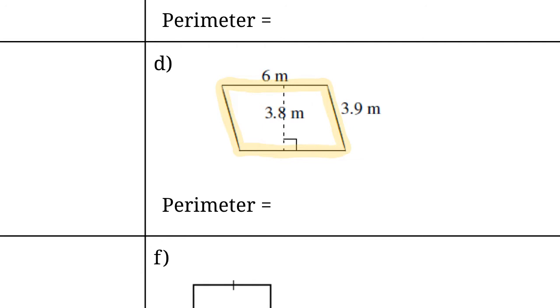Now, we can assume that this is a parallelogram. And what do you know about parallelograms? Well, we should know that the opposite sides are going to be equal to each other. It's sort of like a rectangle that's been shifted over a little bit. So we can assume down here that this is 6 meters as well, and that this is 3.9 meters.